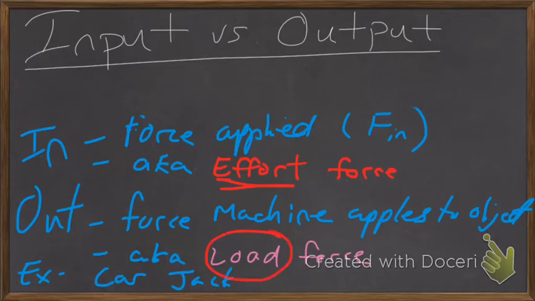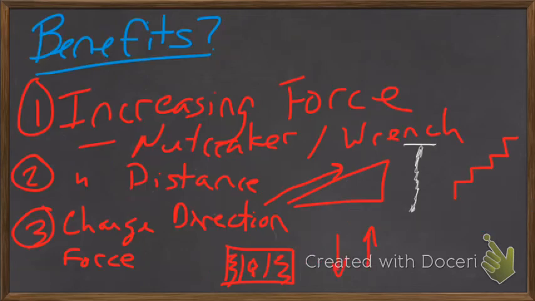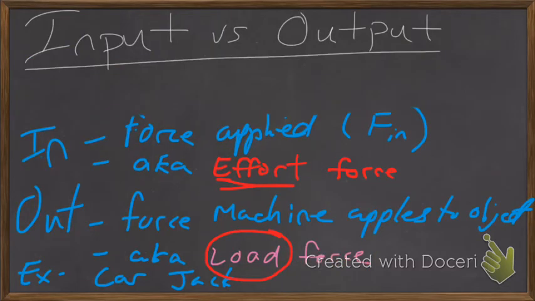So we're expecting then that the output is going to be higher because your machine is going to make life easier for you. Because that's the benefit, right? It increases the force. So our output force, if we're looking at our car jack, our input is the hand on the jack trying to pump it up, and then the output is the jack on the car, lifting up the car. So that's the load force.